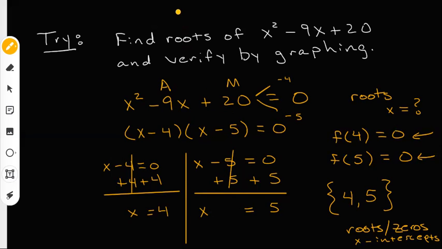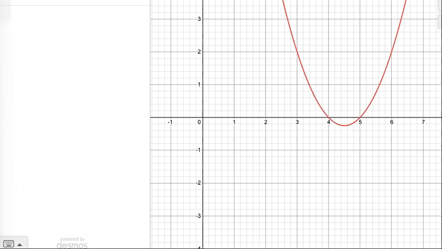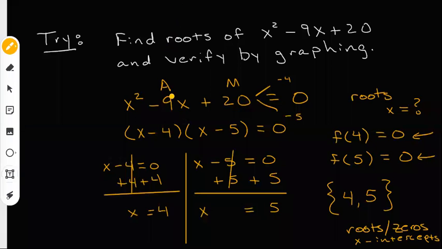So let's go ahead and verify this by graphing. I want to head on over to Desmos and graph this. When I graph it, what I get is this red parabola, and it crosses the x-axis at +4 and +5. So that's a very quick way to verify what the roots are. You're going to graph the equation as a function and then see where the graph crosses the x-axis. And where it crosses, those are going to be your two roots. So that's verifying by graphing, figuring out roots of quadratic polynomials.